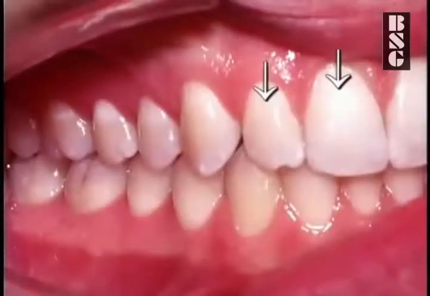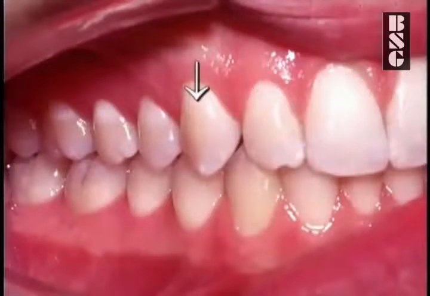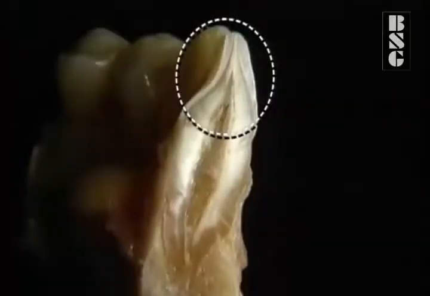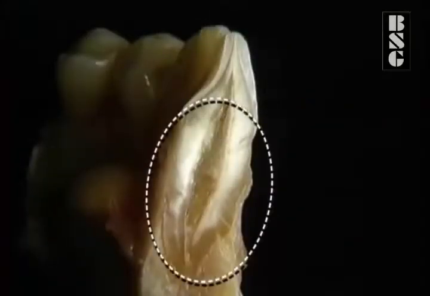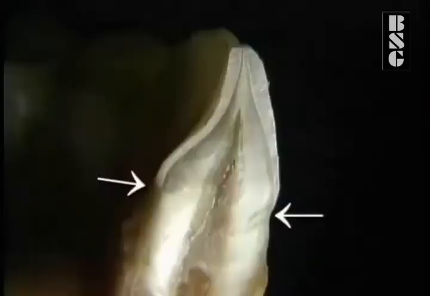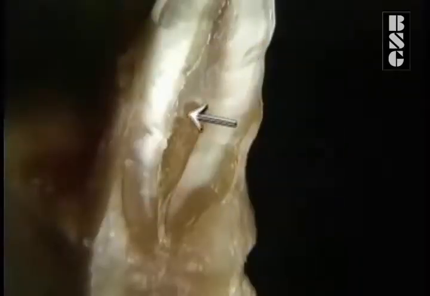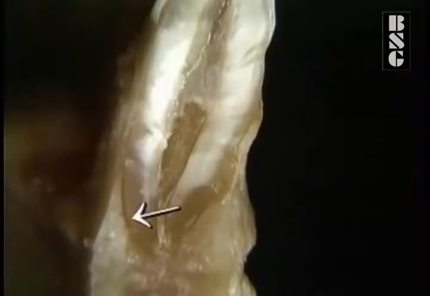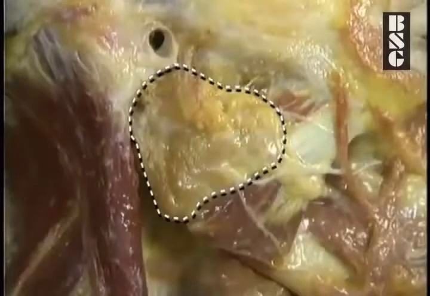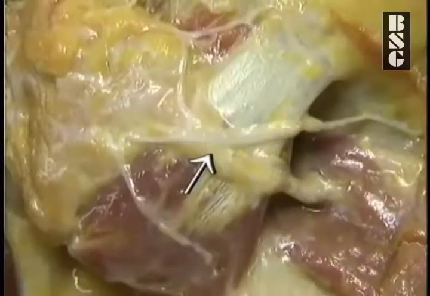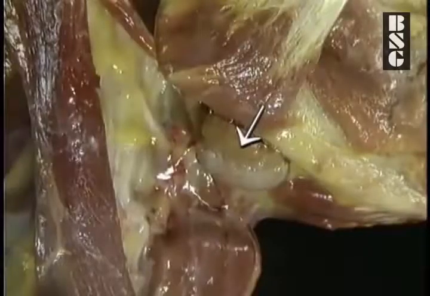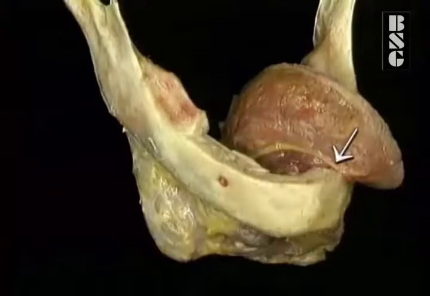Here are the teeth, the incisors, the canine, the premolars, and the molars. Here's the crown of the tooth, the root, and the apex. Here's the neck, here's the pulp cavity, here's the apical canal, and the periodontal membrane. Here's the parotid gland and the parotid duct. Here's the submandibular gland and its duct.